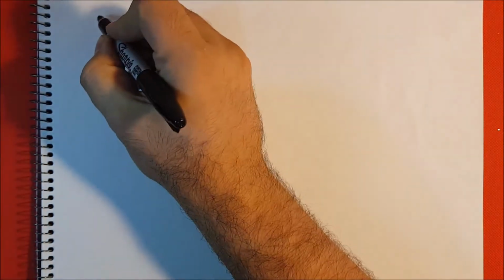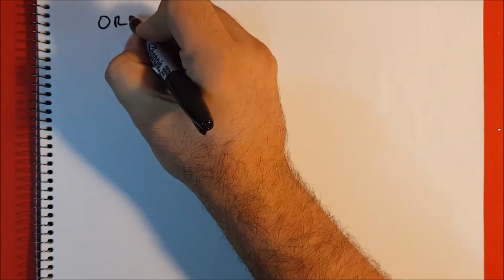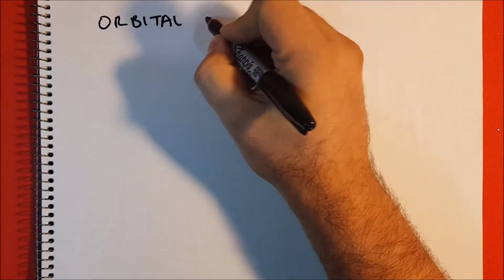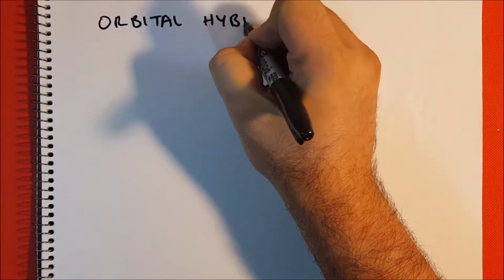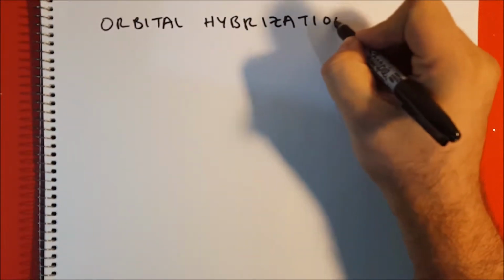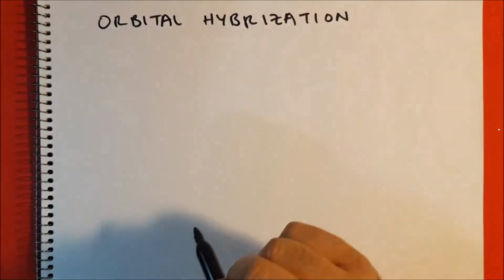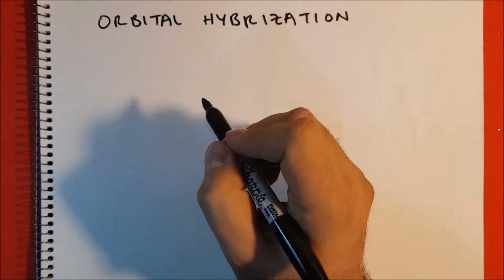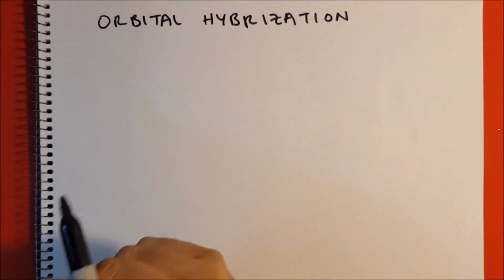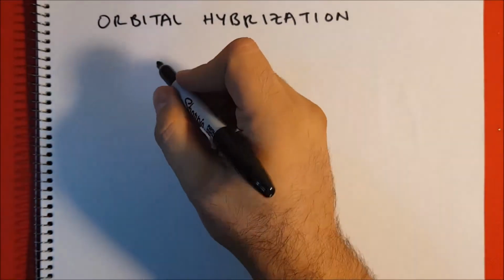So for this next video, the topic that we're going to be discussing is orbital hybridization, or in other words, how certain orbitals, specifically in the carbon atom, are going to be creating certain hybrids that we're going to be using to determine our bonding and everything else related to organic chemistry.